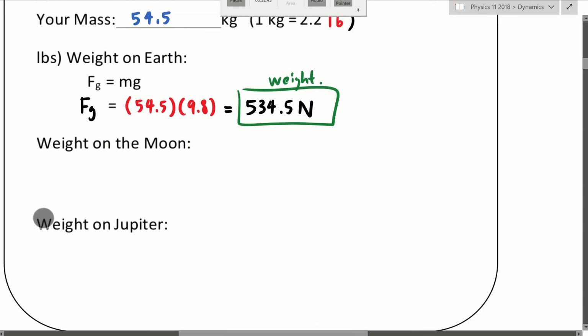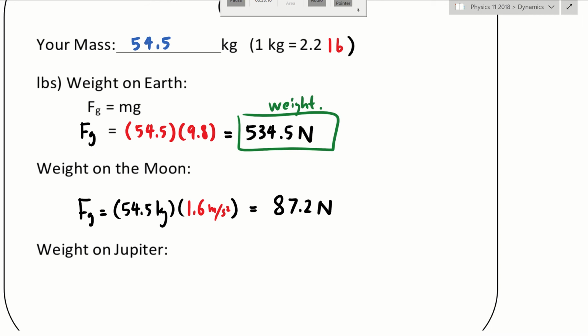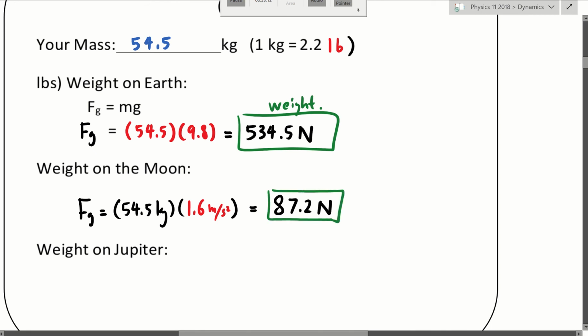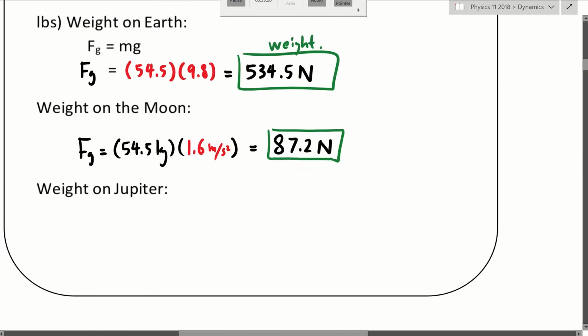Okay, so now moving on, what is your weight on the moon? Now remember, your mass doesn't change. So your mass is still 54.5 kilograms. But what does change is your weight on the moon. The gravitational acceleration on the moon is 1.6, about 6 times weaker than that on the Earth, right? So remember, we made that remark earlier. So on the moon, you will only weigh 87.2 Newtons. So you're going to weigh 6 times less. But your leg muscles are as strong as they are on the Earth. So therefore, you can jump 6 times higher. Nice, right? How about on Jupiter?